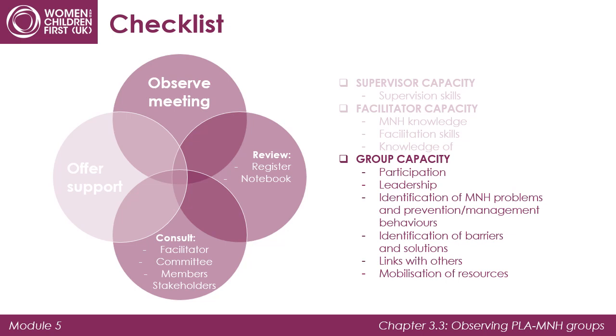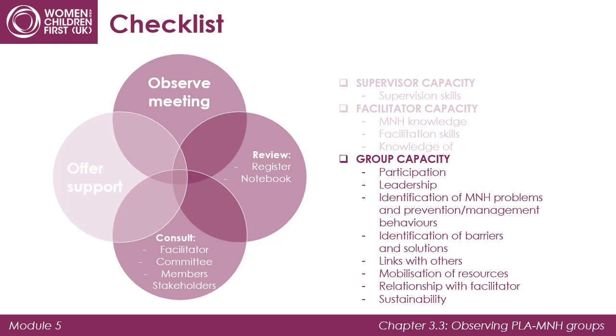Ability to mobilize resources. For example, is the group able to mobilize resources they may need to implement their solutions? Is it able to mobilize resources from within the groups and/or outside the groups? Relationship with the facilitator. For example, is the facilitator building the capacity of the groups to be sustainable?